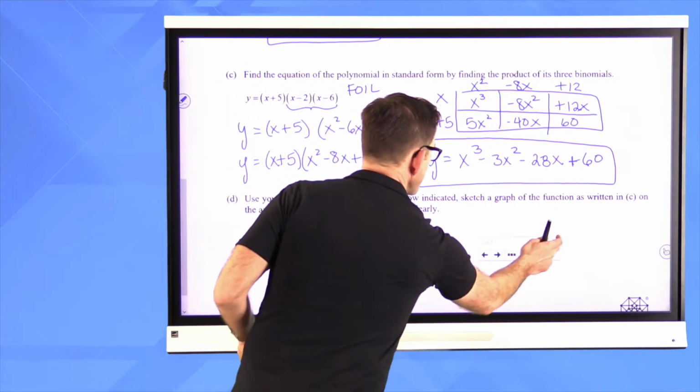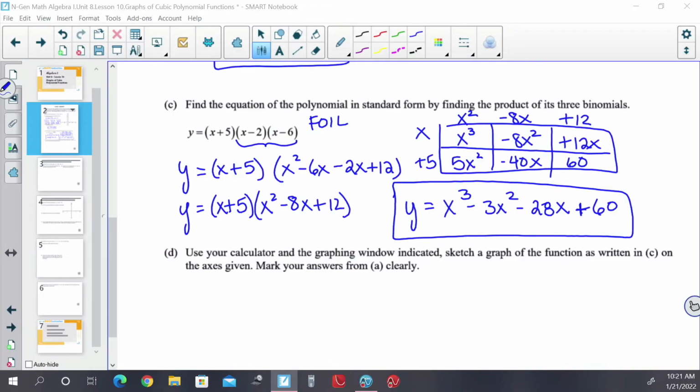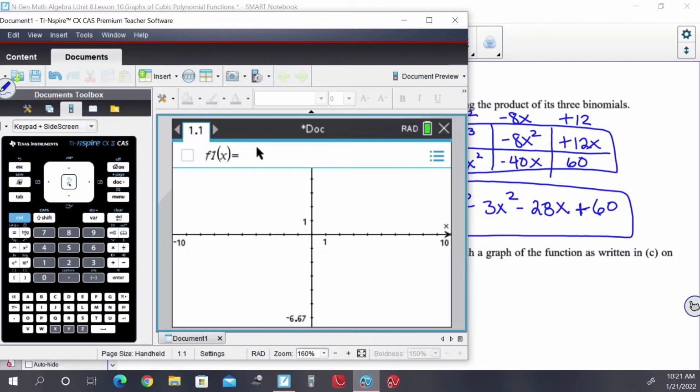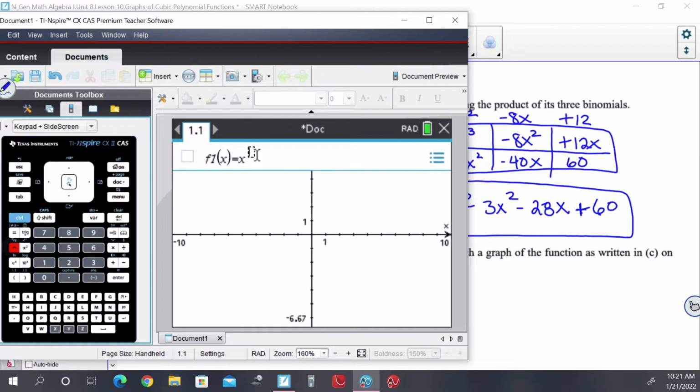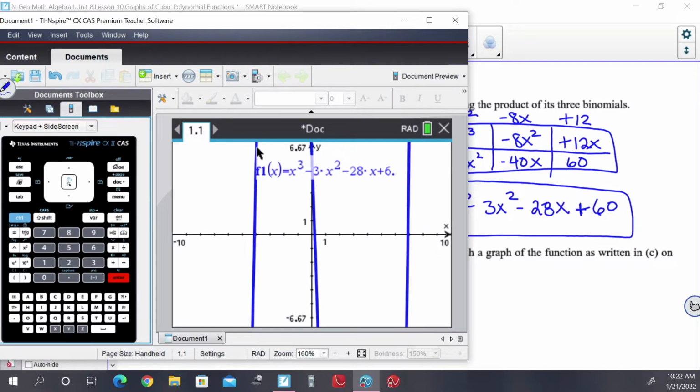I'm going to bail out of this for a second. All right, bring up my graphing calculator. Let's see. I think I can put it in. I'm missing that x cubed on the screen right now, but that's okay. X to the third, then get out of that, minus 3x squared, minus 28x plus 60, enter. All right, woo!